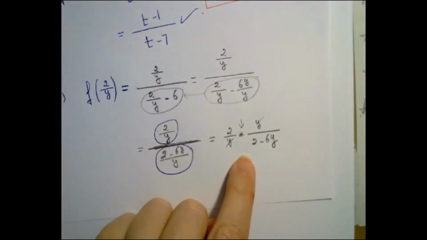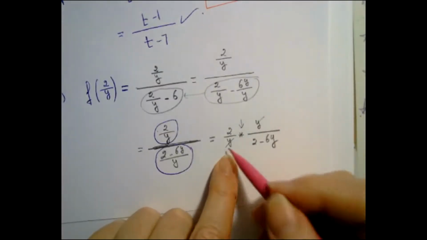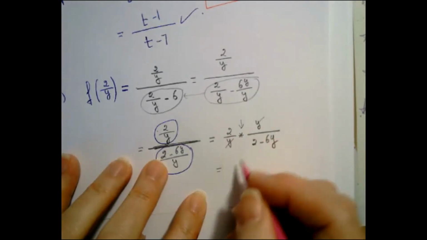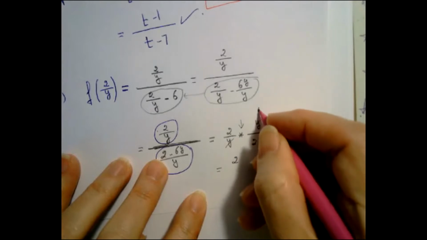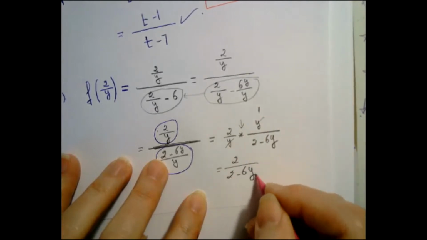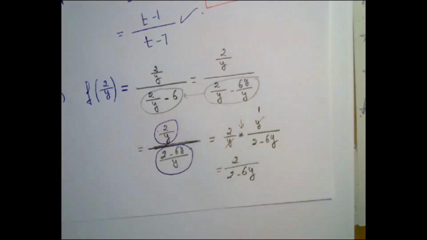So in this case, I have a product. So I can simplify the y. So this would leave me with 2, because it becomes a 1 in here, over 2 minus 6y. Very good. Can we simplify a little bit more, correctly?